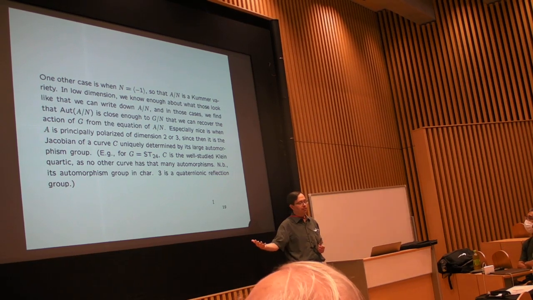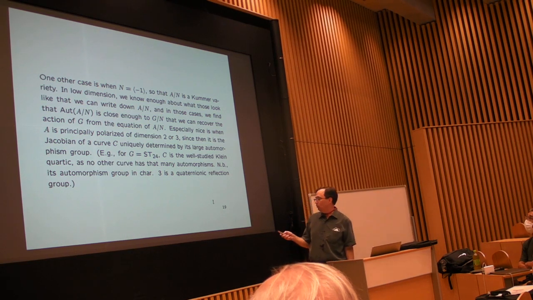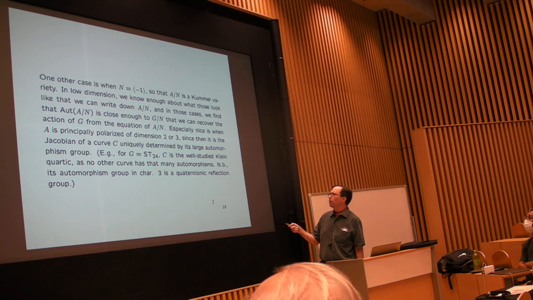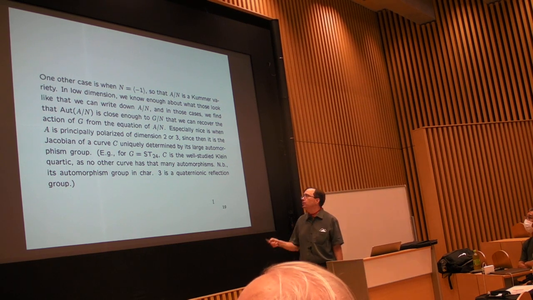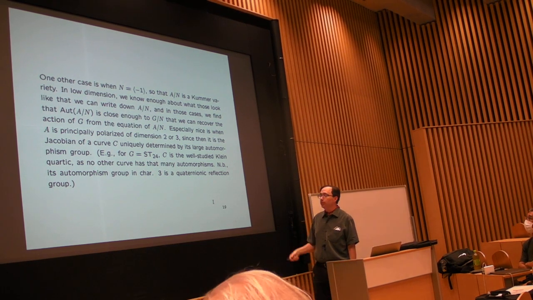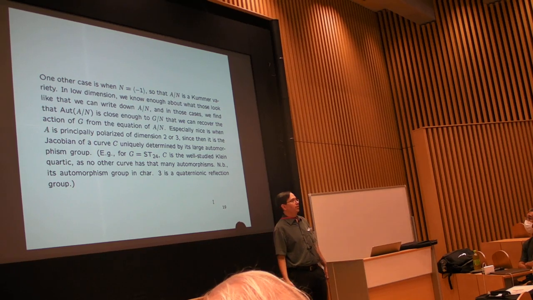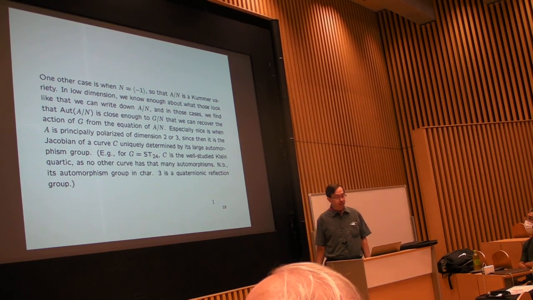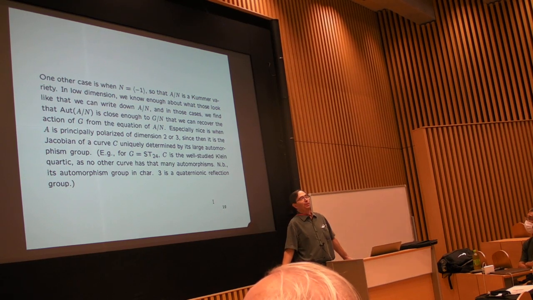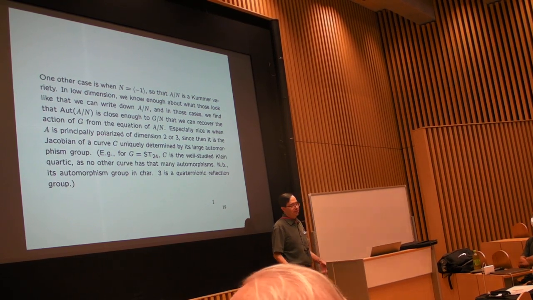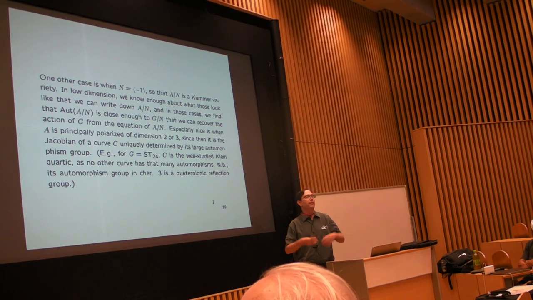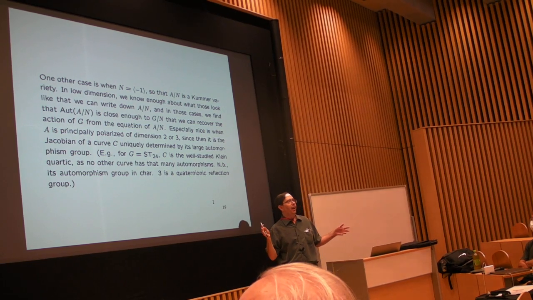of this curve. For instance, for one of these weird cases where the imaginary quadratic field is the square root of -7, C turns out to be the Klein quartic curve, which has 168 automorphisms. And you can tell that because it's the only curve with that many automorphisms. And so you can just write down the Kummer variety, look at how G mod plus -1 acts on that, and compute the invariants.